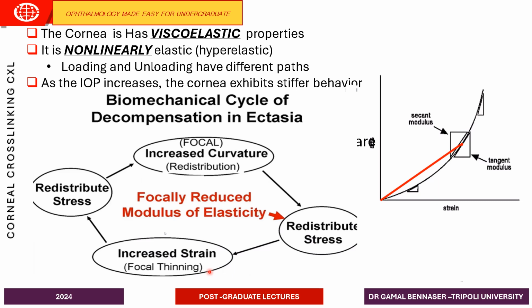So the changes in the cornea in the form of thinning and decrease in the pachymetry and increase in the curvature of the cornea in the cases of keratoconus are secondary changes, secondary to a primary defect, which is a focal defect in the corneal biomechanics, as explained by this theory.